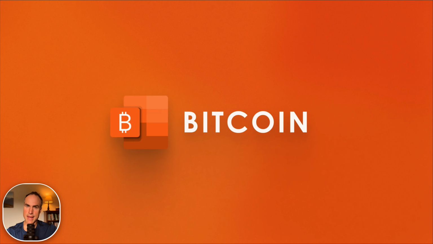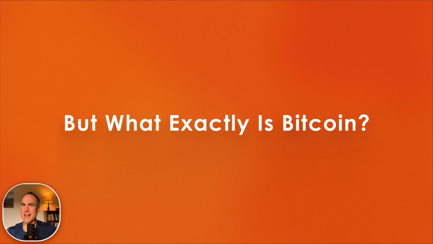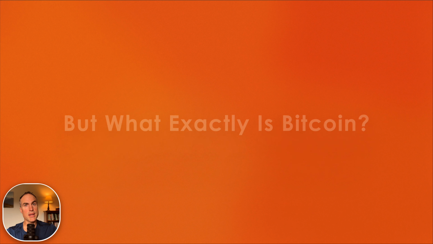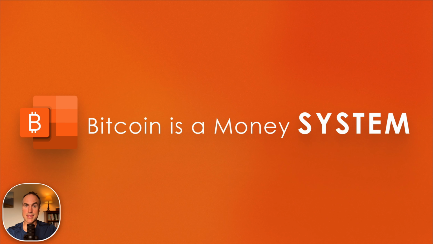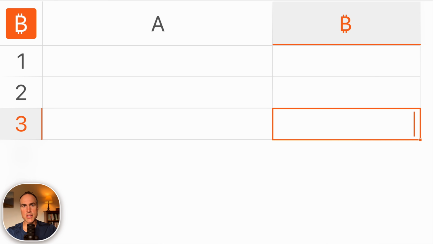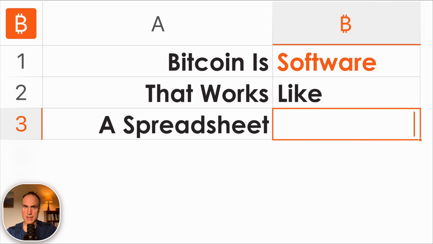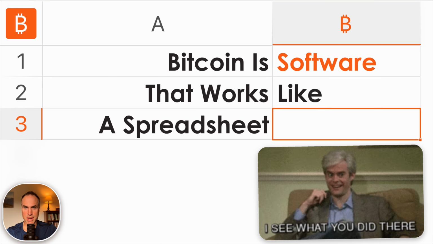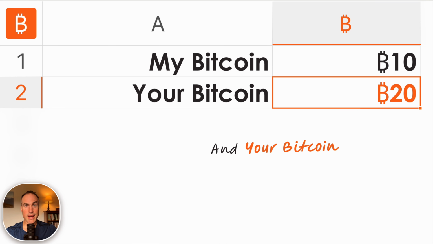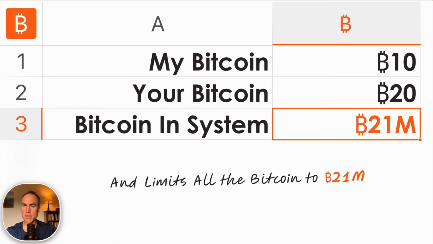So do we have any other options? Well, thankfully, yes. We have Bitcoin. But what exactly is Bitcoin? I mean, in really clear, tangible terms. Bitcoin is a system for money, and it's a system for money that runs on software. And the software functions more or less like a spreadsheet. In a lot of ways, it is a spreadsheet. The software keeps track of my Bitcoin, and it keeps track of your Bitcoin. And crucially, it limits the total amount of Bitcoin in the system to 21 million Bitcoins.